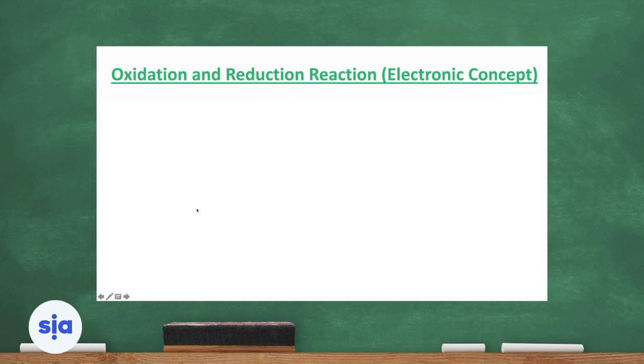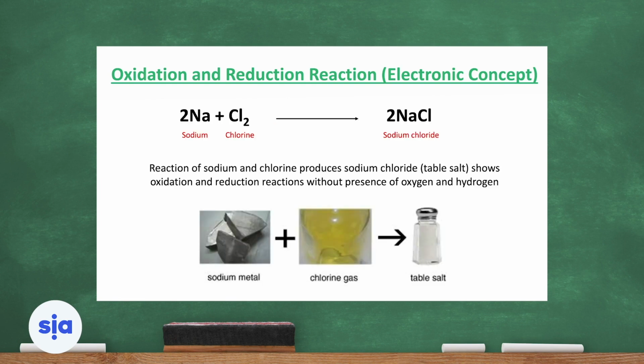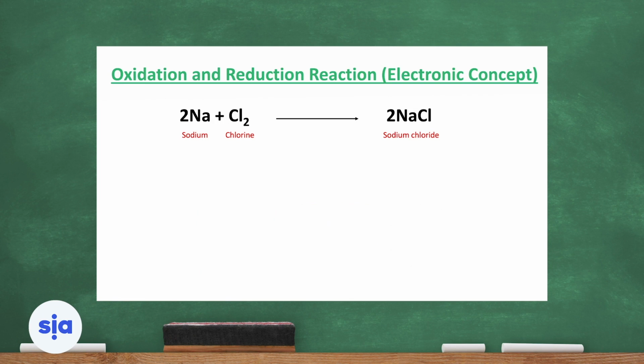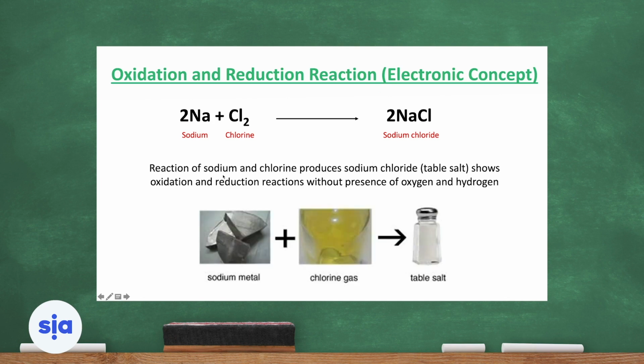The second type of oxidation and reduction reaction is based on the electronic concept. It's not the gaining and losing of oxygen and hydrogen. It's the gaining and losing of electrons. We will take sodium and chlorine as an example. Together they will form sodium chloride, which is the table salt. Let's see together.